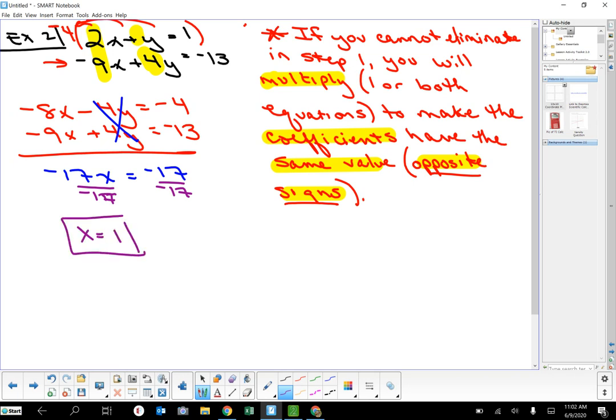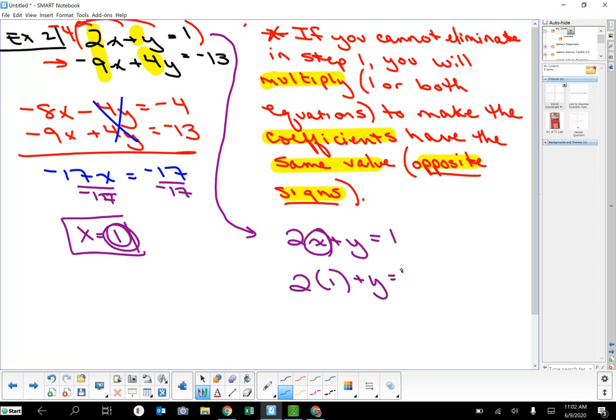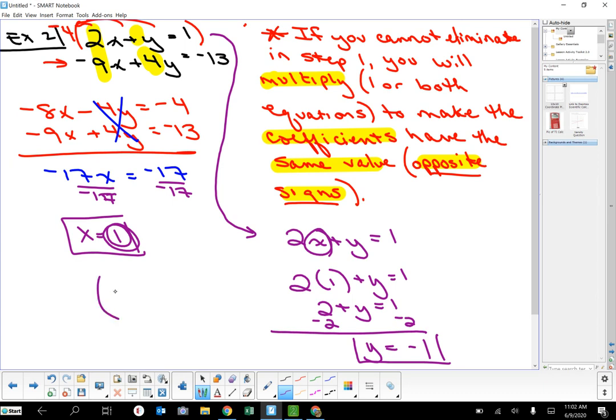All right, well, now you're just going to plug back into either equation. I like the top one, so I'm going to go 2x plus y equals 1. I'm going to let the x equal 1, right? X is 1 right here, so I'm going to let this x equal 1. So I have 2 plus y equals 1. I move the 2, and I get y equals negative 1. And so my ordered pair answer looks like positive 1 for the x, negative 1 for the y, and that would be my answer.